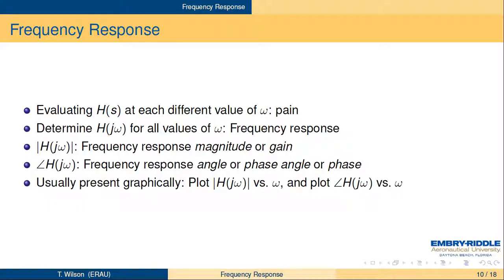And we usually present these graphically rather than as formulas. So we'll plot the magnitude of H of j omega versus omega, and we'll plot the angle of H of j omega versus omega. H of j omega is a complex number, so it has real and imaginary parts, but those don't show up in the sinusoidal steady state formula as useful. What shows up as useful is the magnitude and angle. So we plot the magnitude versus omega and the angle versus omega.